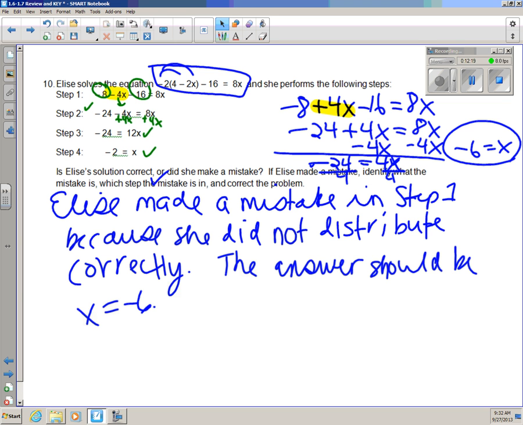So we answered the question, did she make a mistake? Yes, she made it in step 1, and we corrected the problem because the answer should be negative 6. All right, let's keep going.